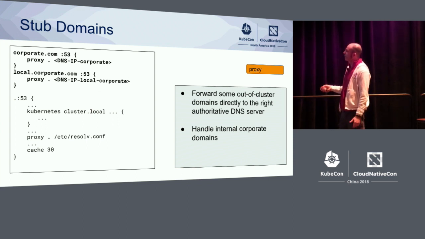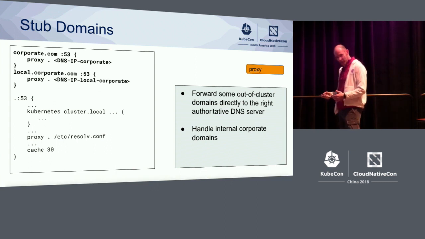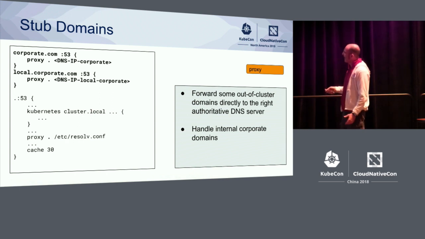Okay? So the way to write it is, you add a server block with your domain and add a proxy plugin. Dot means I match everything that will go into this branch, and I forward to the IP I provide after. You can provide several IPs. In that case, there will be an automatic round robin between all the IPs.